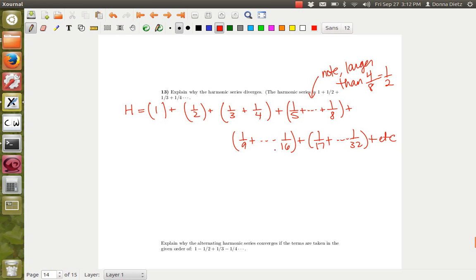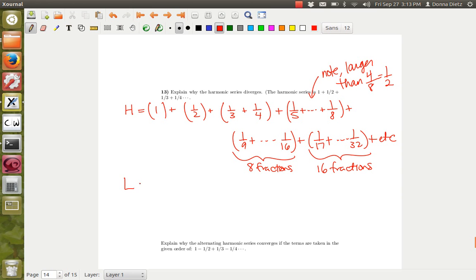So 1/9 through 1/16, there's 8 fractions here. And 1/17 through 1/32, there's 16 fractions. For each group, the number of fractions doubles. Okay, so that's what the harmonic series is.